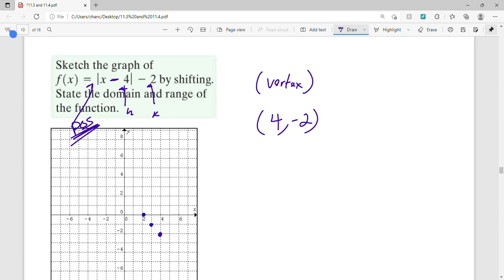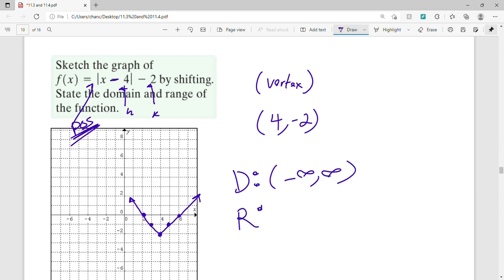V-shaped absolute value function. Again, it's left 1, up 1 from the vertex. Left 2, up 2 from the vertex. Right 1, up 1 from the vertex. And right 2, up 2. So here is our domain. It's the same as before. It's negative infinity to infinity.